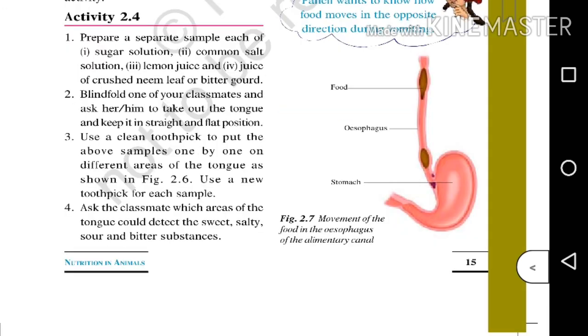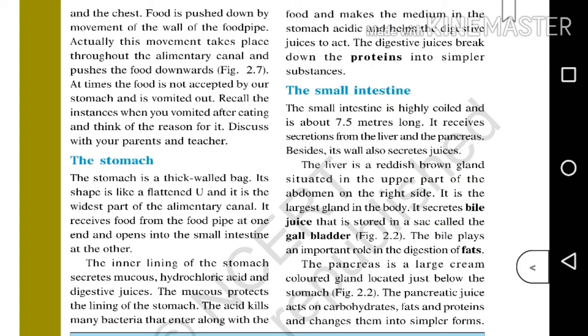So, from the mouth, the food passes into the food pipe or the esophagus. It runs through the neck and chest. We can see it in the diagram itself. So, the food moves down the food pipe. Actually, this movement of food takes place throughout the alimentary canal. And we also have experienced the vomiting of food due to some digestion problem.